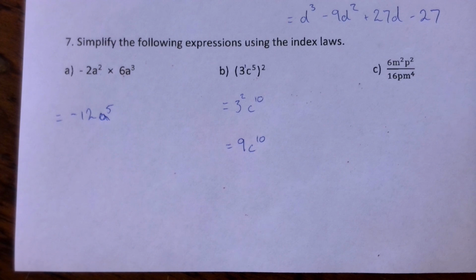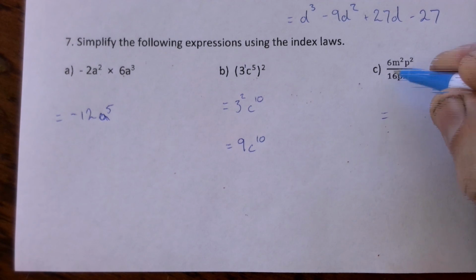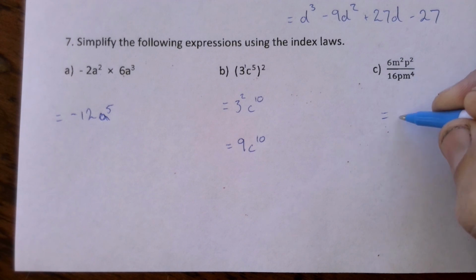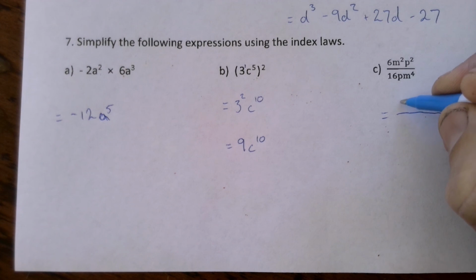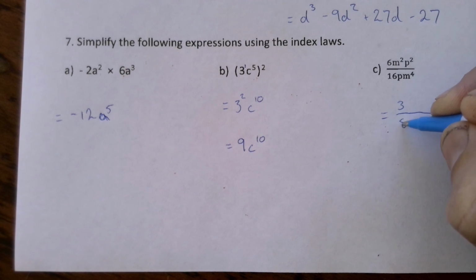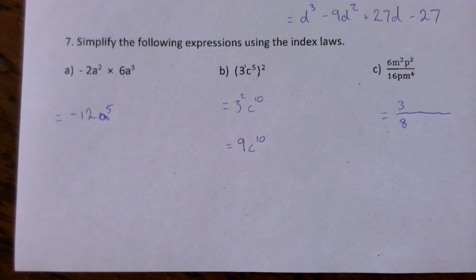And then with division in 7c, we know we need to subtract indices. Now there's a couple of cool tricks to these when they get complicated, but this one's simple, so let's keep it simple. The first thing to do is to sort out the numbers without moving them around. What goes into 6 that also goes into 16? 2 does, so that becomes a 3, and that becomes an 8.